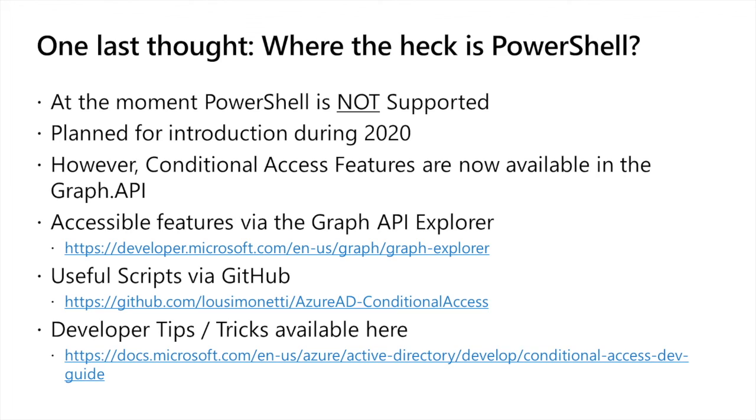So one question I'm always asked is, Andy, where the heck is PowerShell support for conditional access? Have no fear, it is coming this year, okay? So PowerShell will be supported during 2020. At the moment, however, it's not. But if you are a developer, then you can have a look at the Graph API Explorer. There are a number of scripts also available on GitHub as well.